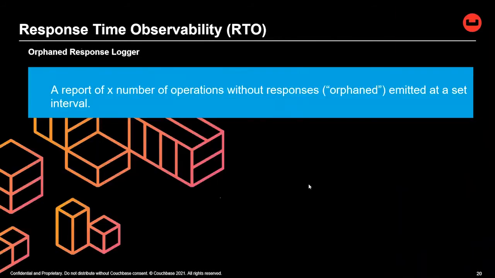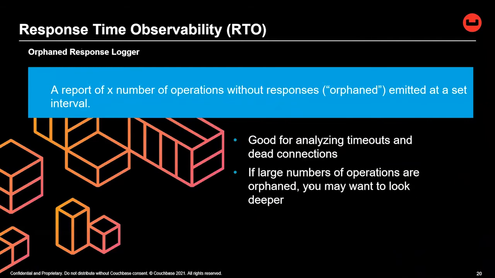The orphan response logger is a report of the number of operations without responses, that are orphaned, that are emitted at a set interval. An example would be a timeout where an operation was sent over the wire, but we never received a response. In this case, it's kind of like a headless body, in a sense. They're good for analyzing timeouts and dead connections. If a large number of operations are orphaned, you may want to look deeper.